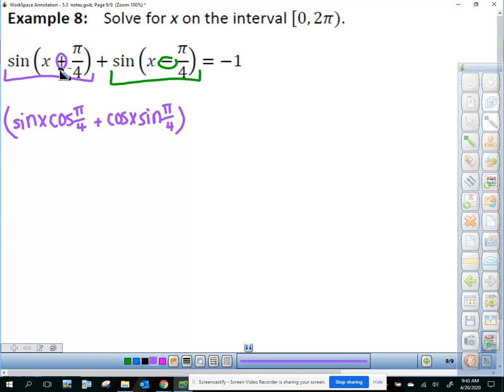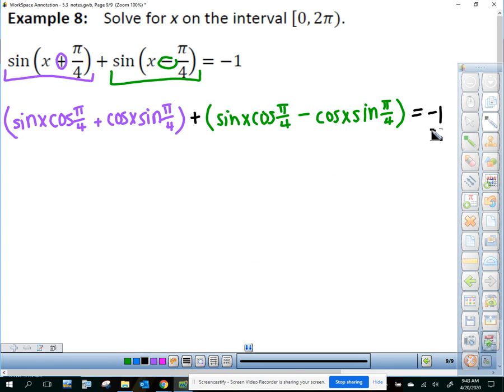All of that came from that piece, and that's being added. Okay, and then we'll expand this piece here. So that would be sine of x cosine of pi fourths minus cosine of x sine of pi fourths, and it all still equals -1.